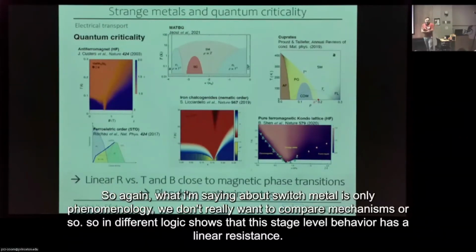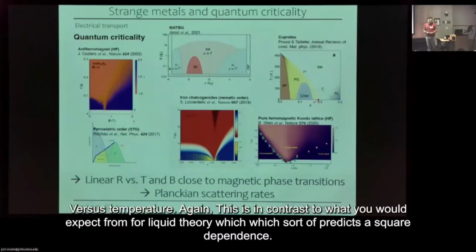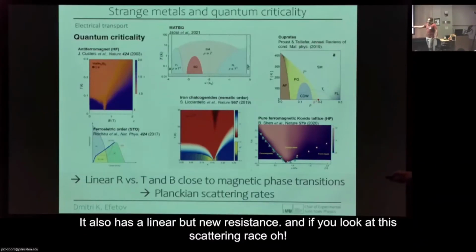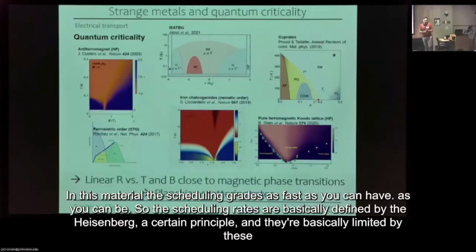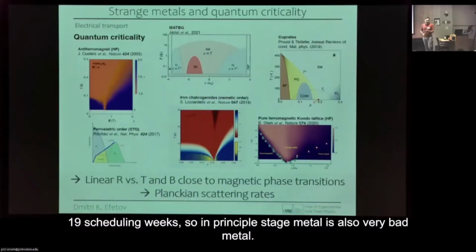And this is in contrast to what you would expect from Fermi liquid theory, which predicts T-square dependence. It also has a linear magnetoresistance. And if you look at the scattering rates in this material, the scattering rates are as fast as they can be. They are basically defined by the Heisenberg uncertainty principle, limited by the Planckian scattering rates. So in principle, strange metal is also a very bad metal. Usually it's a high resistance state, with very strong scattering, even at the lowest temperatures.